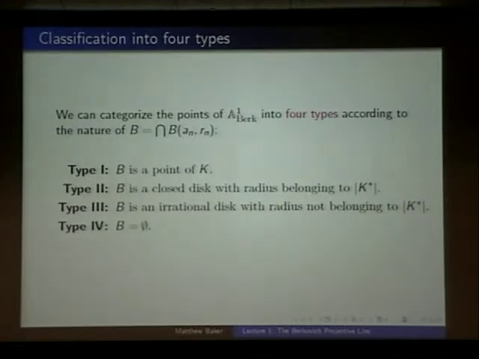And the type 4 points are the hardest ones to visualize. Those are where the intersection is empty. And there are uncountably many such points, and they're definitely harder to think about, but somehow they're not actually necessary for an intuitive understanding of the structure of the Berkovich affine and projective lines.